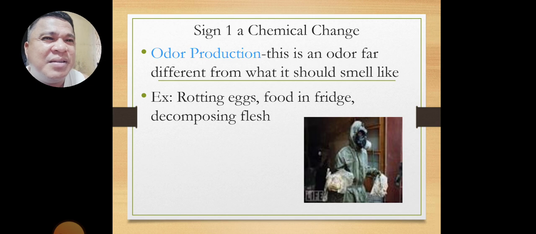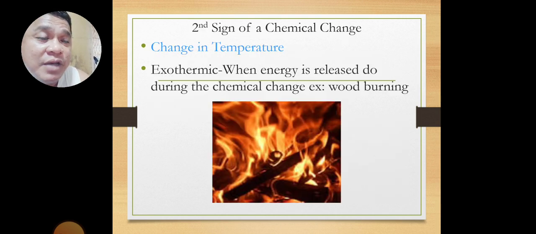So there is a change in the odor, like rotting eggs. When you smell fresh eggs, no chemical reaction is taking place, but when the egg is rotten, a chemical change has taken place, and the odor is changed and smells bad. Food in the fridge, and decomposing flesh, those are indications of odor production. Decomposition of dead bodies, flesh or meat, is a sign of a chemical change.